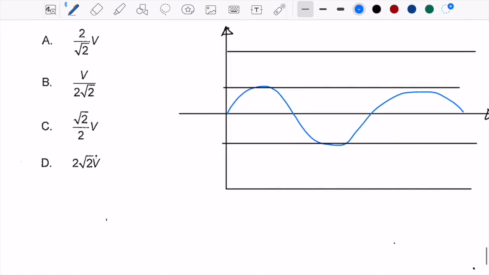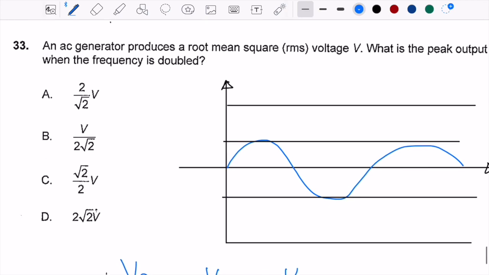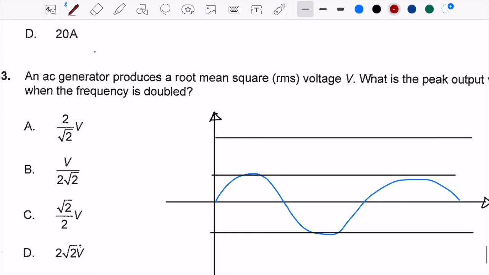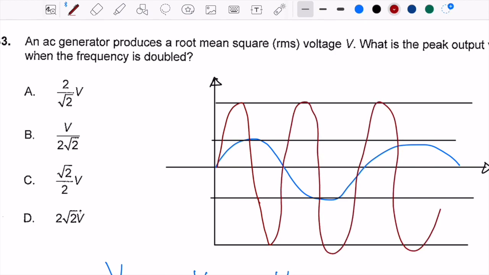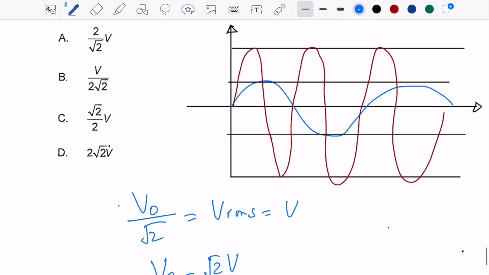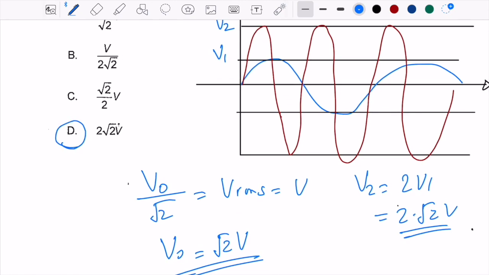First thing is to understand that peak voltage divided by square root 2 is Vrms, in this case V. So peak voltage is square root 2 times V. Now when the rotational frequency doubles, what happens is, if you compare this voltage, V2 is 2 times V1, and V1 is square root 2 times V, so the answer should be 2 square root 2 V. Answer is D.